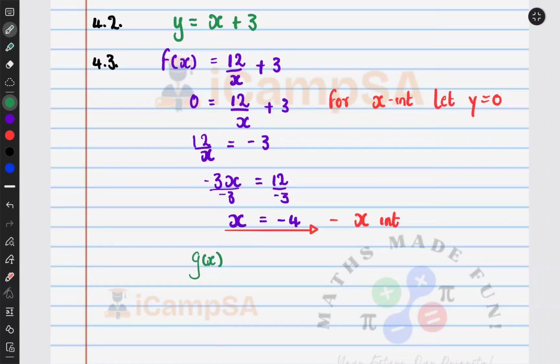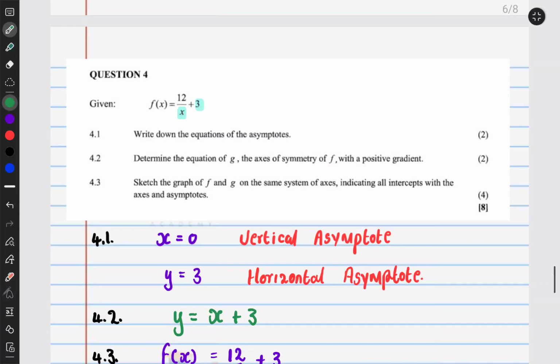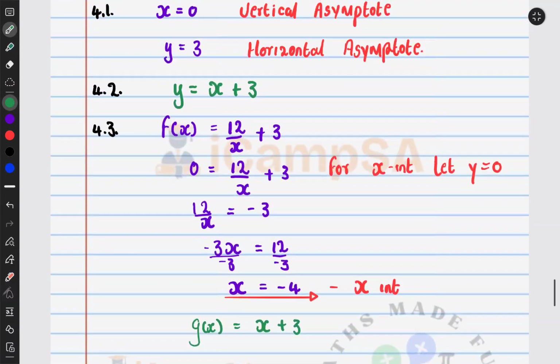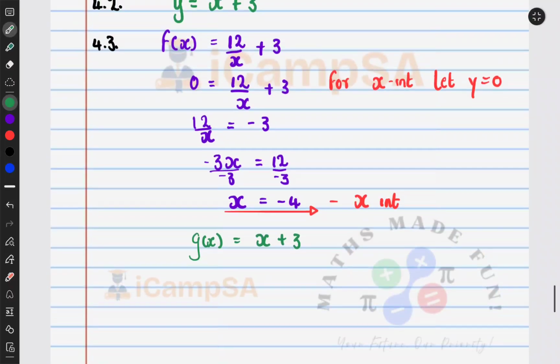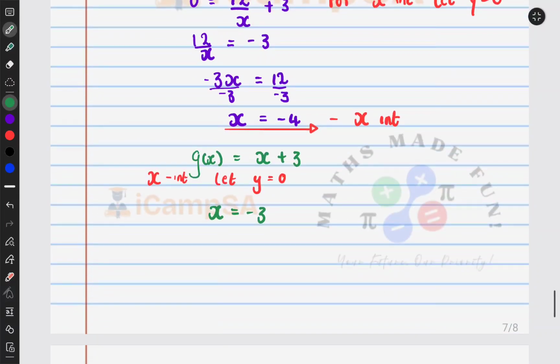Let's just say g of x is equal to x plus 3. That's the function g, which is the axis of symmetry, so x plus 3. Okay, and then for the x-intercept, we let y equal to 0. So we're going to have 0 is equal to x plus 3. Therefore, x is equal to negative 3.